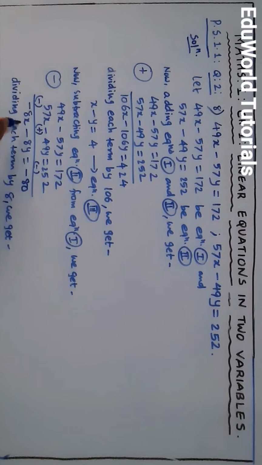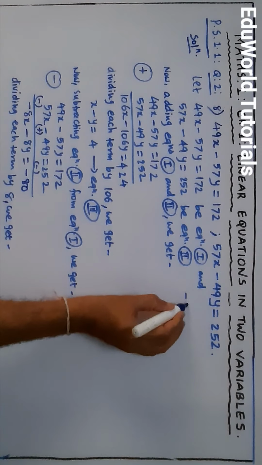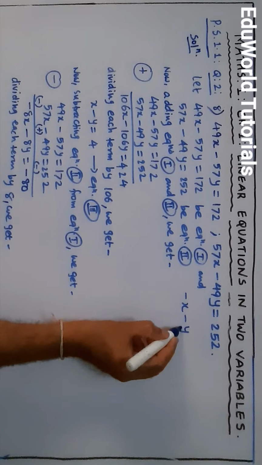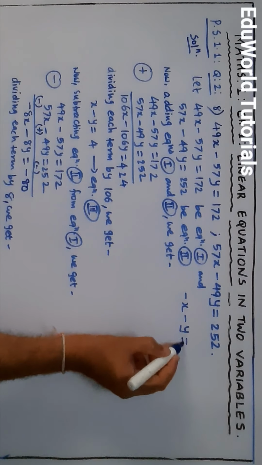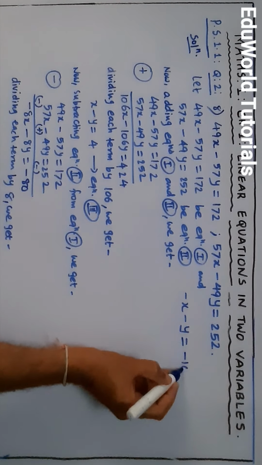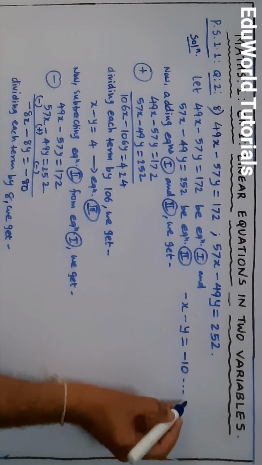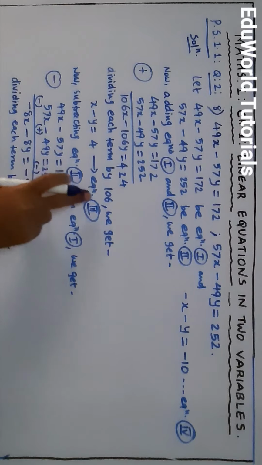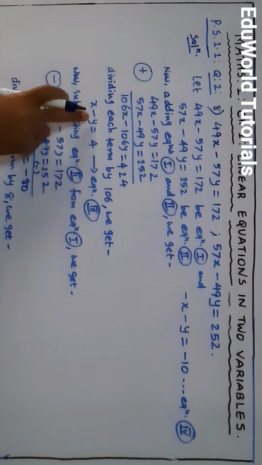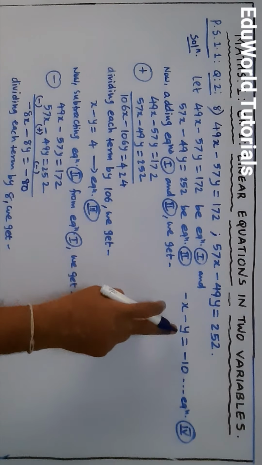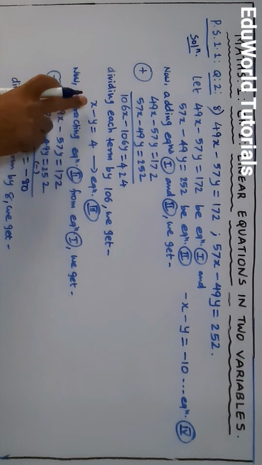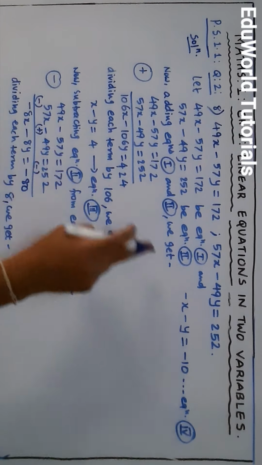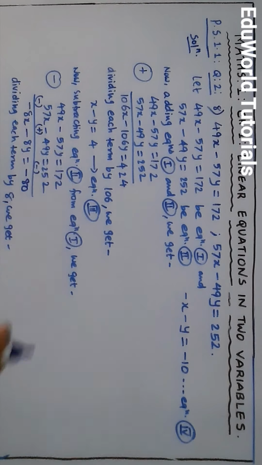If it is minus 8x upon 8, it is minus x. If it is minus 8y upon 8, it will be minus y. And minus 80 upon 8 will be minus 10. This is equation 4th, as you know. Now observe the third equation and the fourth equation. x minus y is 4, minus x minus y is minus 10. First term x and minus x are opposite terms, and we know by adding these two equations, they will get cancelled.